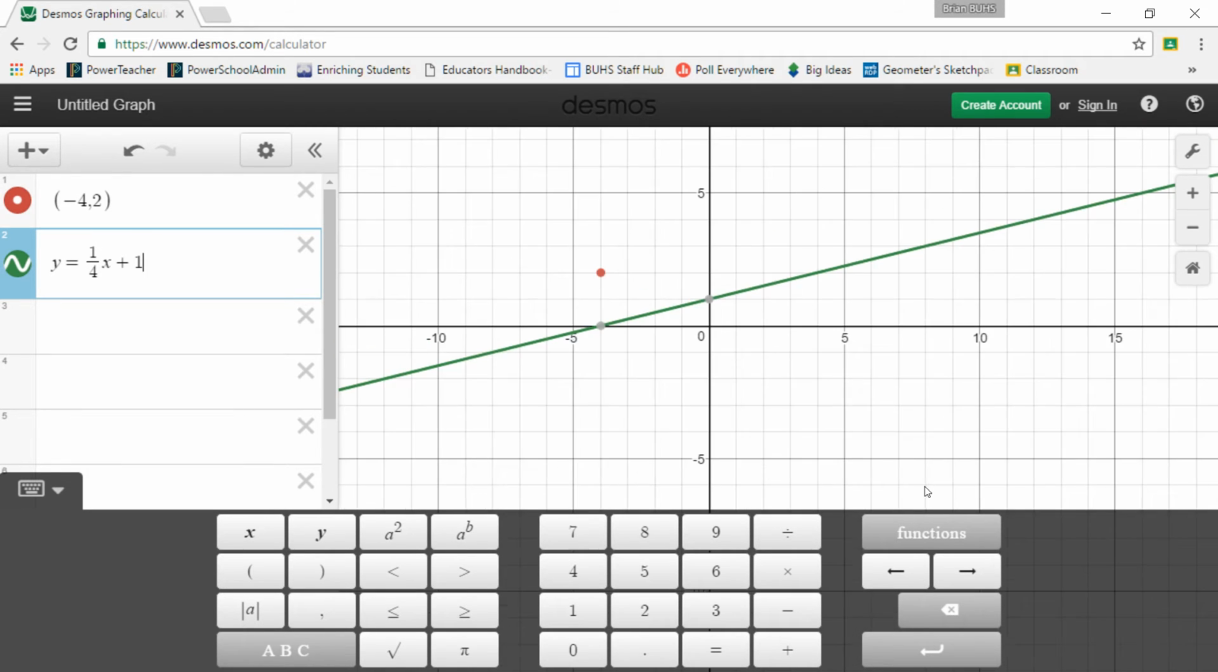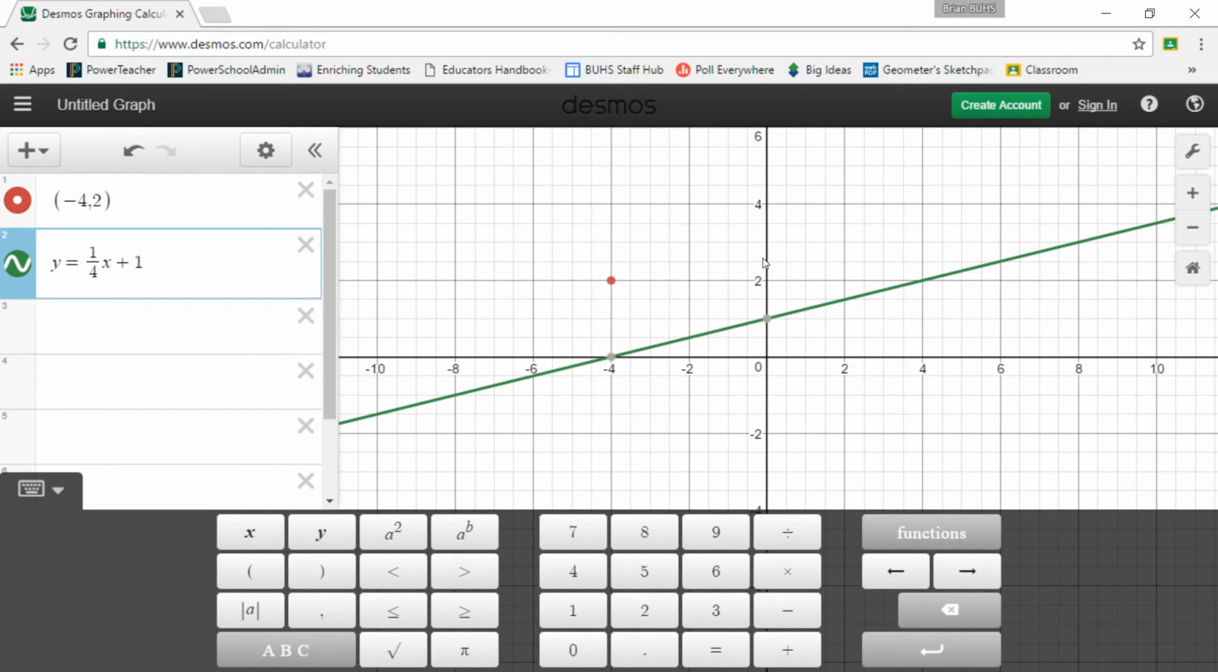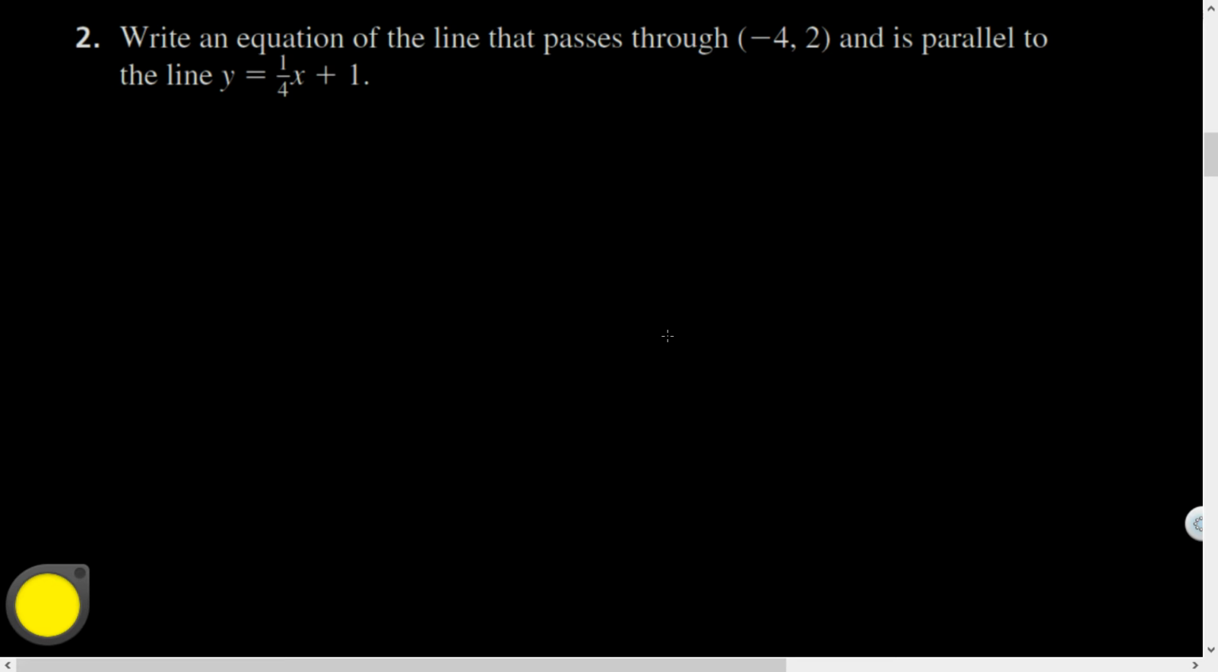All right, so I'm looking for a line that is parallel to this green one that passes through that red point. In order to do that, my line is going to have the same slope as their line. Do you think it's going to have the same y-intercept? No, it's probably going to have a y-intercept somewhere around here. It's definitely not going to have the same y-intercept, but I do want the same slope. So what is the slope of their line? 1/4, or up 1 over 4.